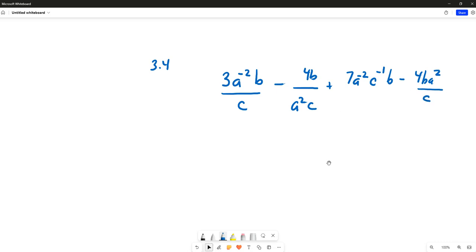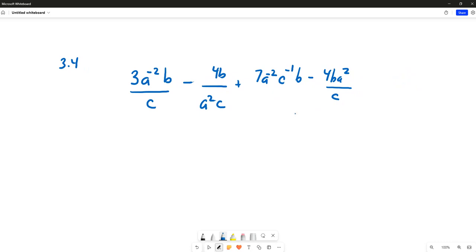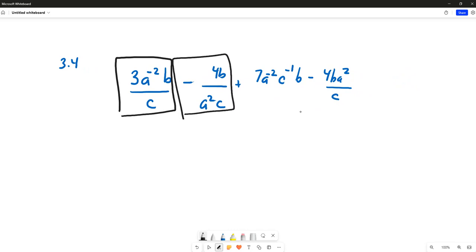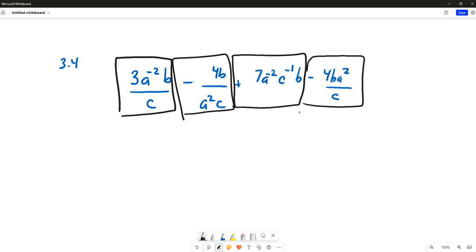Okay, now you'll notice that there's variables in each of these, but what I want you to look at is the term. So this is a term, this is a term, this is a term, and this is a term. Okay, so these variables are in each term. So what we need to do is make them either all positive, all negative, all in the numerator, or all in the denominator, so we can see if the variables are the same. So I'm just going to put everything in the numerator.